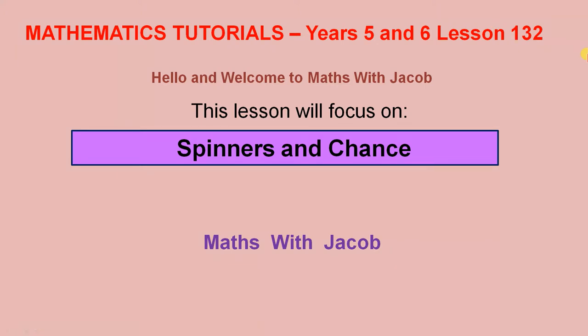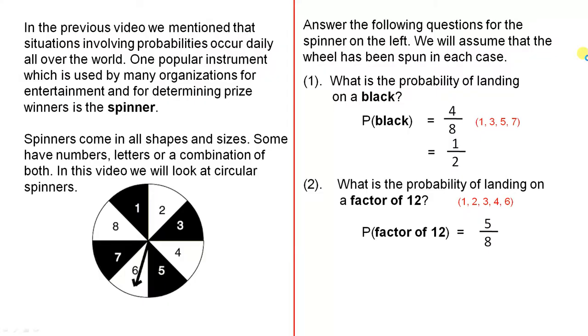This lesson will focus on spinners and chance. In the previous video, we mentioned that situations involving probabilities occur daily all over the world. One popular instrument which is used by many organisations for entertainment and for determining prize winners is the spinner. Spinners come in all shapes and sizes. Some have numbers, letters, or a combination of both. In this video we will look at circular spinners.